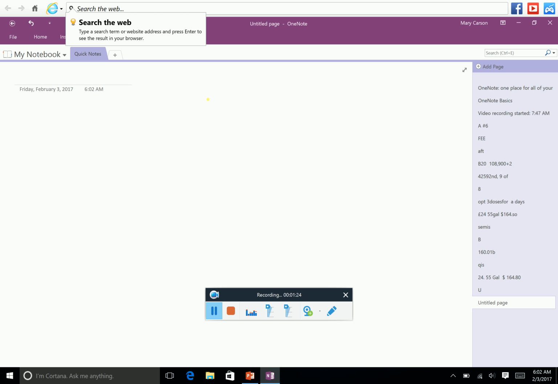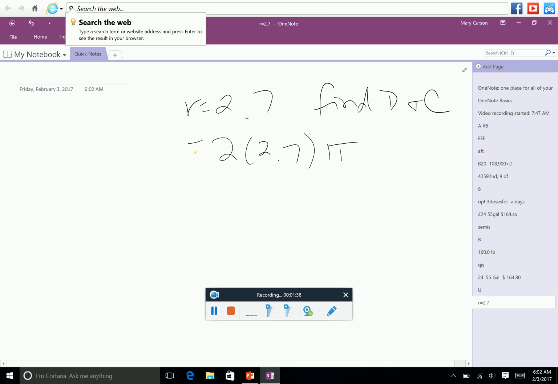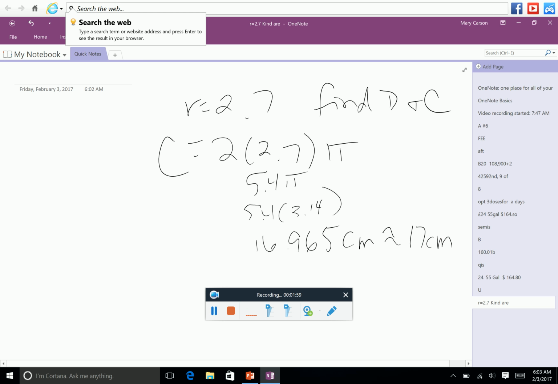So let's say you're given R is 2.7, and you want to find the diameter and the circumference, right? So what you would do is 2 times 2.7 times pi, and that would give you the circumference, and you end up with like 5.4 pi. And then pi, you can just plug in your calculator. You have a pi on your calculator, or you could do 5.4 times 3.14, and you should end up with about 16.965 centimeters, and we can round that to 17 centimeters. Okay.